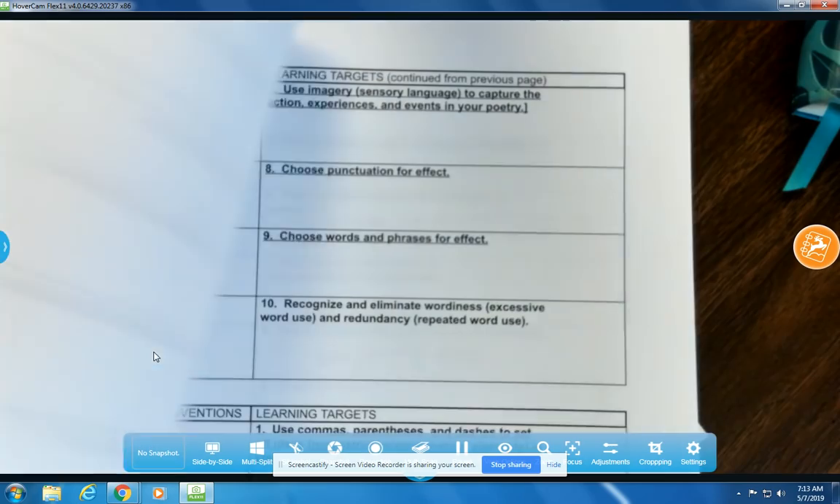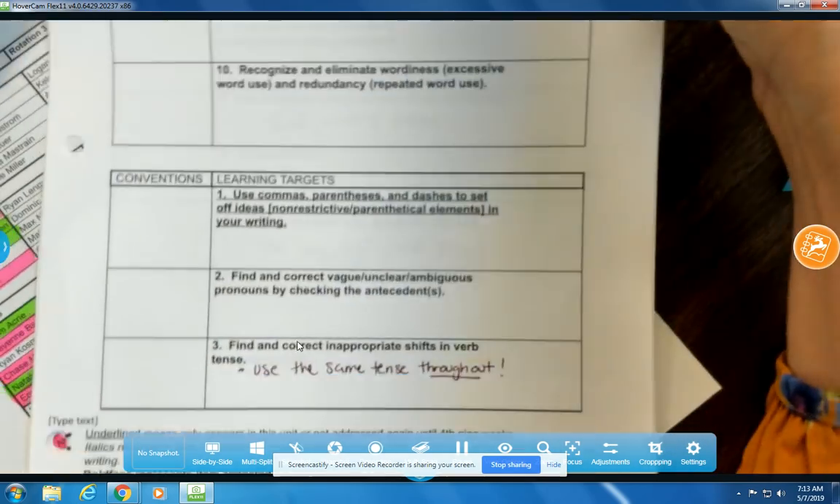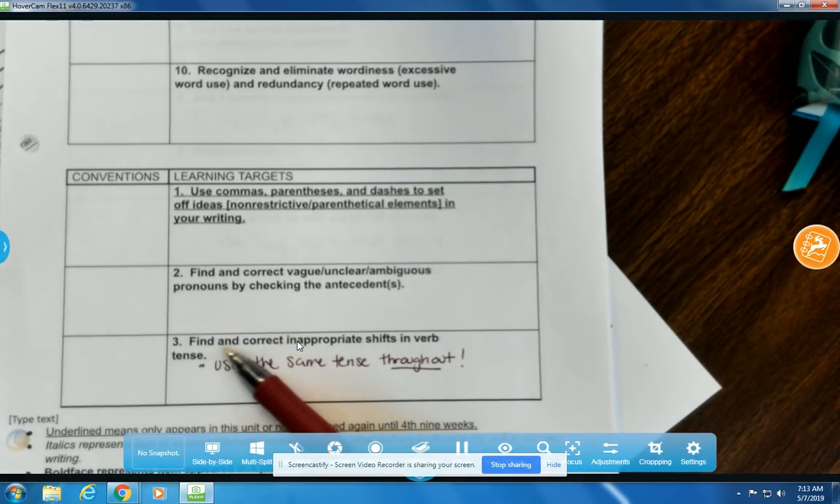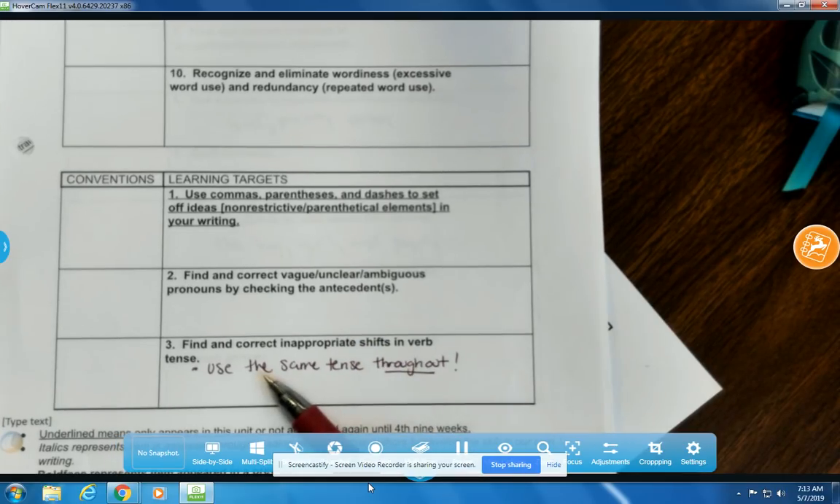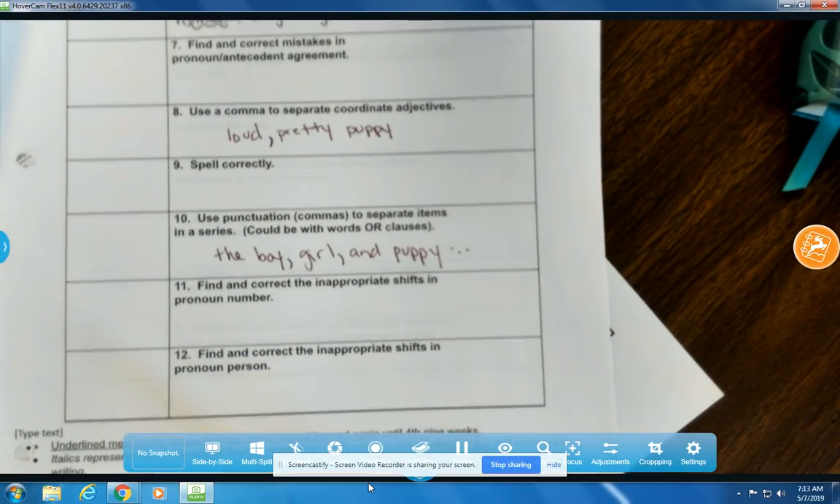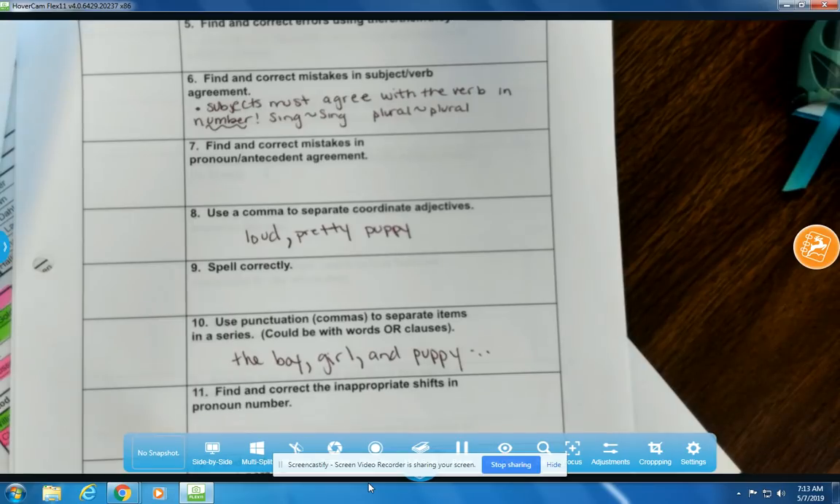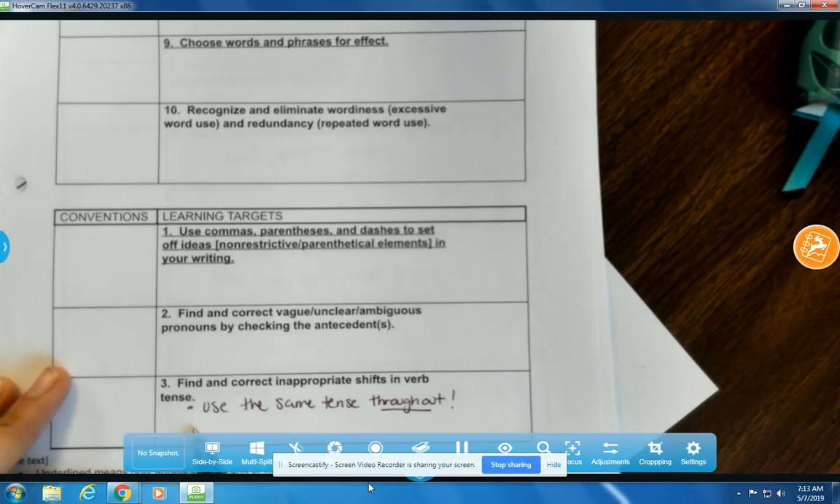We're in the convention section looking at verbs and their subjects. So we're going to first look at learning target number 3. Under conventions, find and correct inappropriate shifts in subject-verb agreement, in verb tense. And then we're going to look at learning target under conventions number 6, find and correct mistakes in subject-verb agreement. First, let's talk about find and correct inappropriate shifts in verb tense. That means you need to make sure that you use the same tense throughout your writing. If you do change tenses, it's with the proper clue words that signal the shift in time.